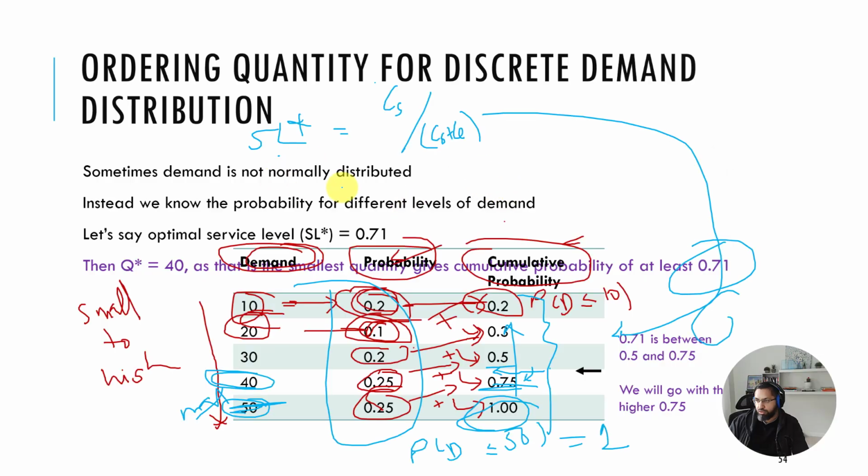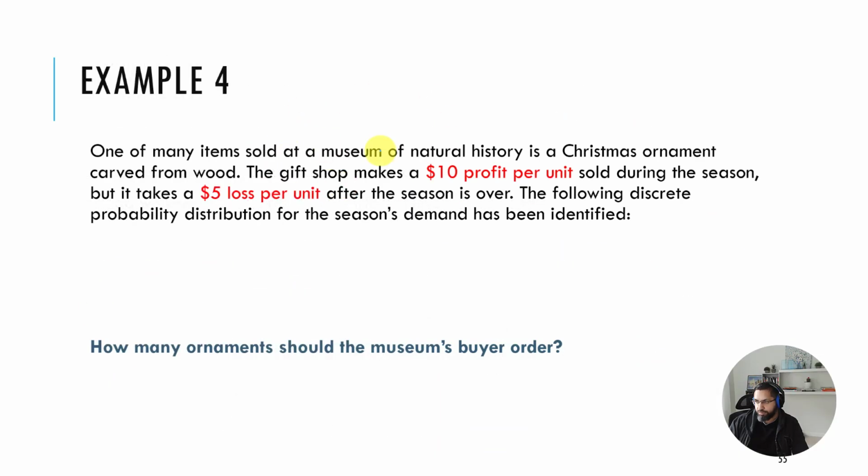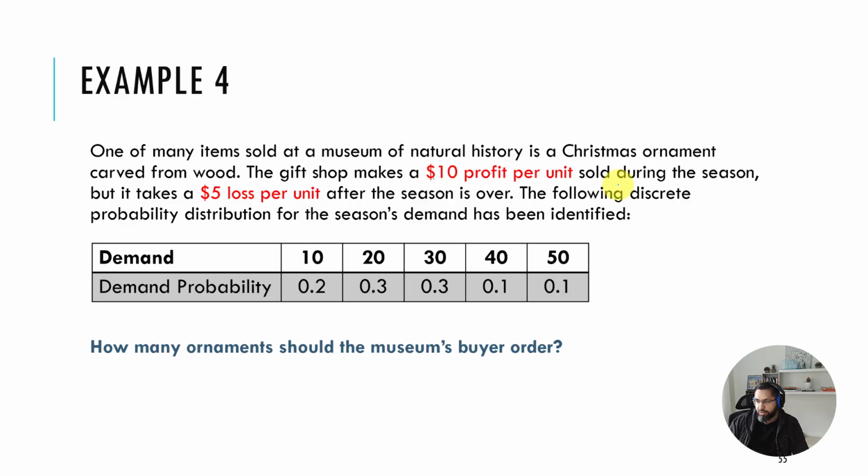So let's do an example. Here we have our demand distribution, different demand levels and demand probabilities, and we have the $10 of profit per unit. This is revenue minus cost, which is the cost of a shortage, CS. So we're just given CS directly instead of being given revenue and cost. And then this is CE, because this is the cost minus the salvage value.